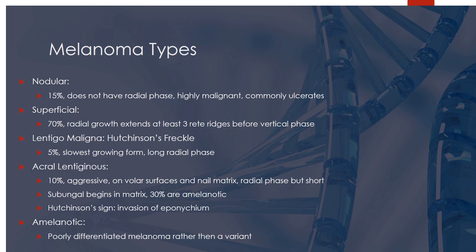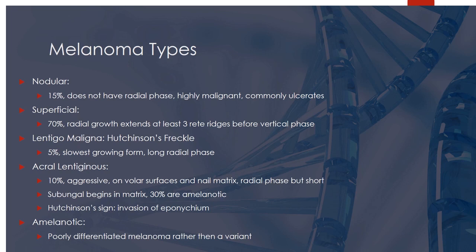Go over the different types of melanoma we see. There's a nodular subtype of melanoma. This is more malignant as it does not have a radial phase and it can ulcerate. Superficial is the most common, and this can extend out horizontally several layers before it reaches a vertical phase. Lentigo maligna, this is the slowest growing form. There's a long radial phase.